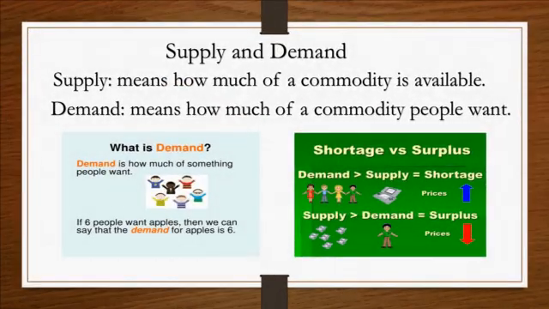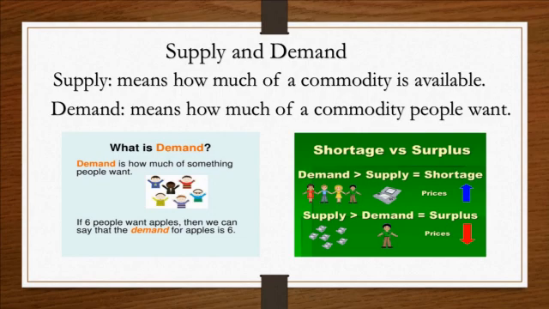Let's come to the words supply and demand. What are supply and demand? Let's start with the word supply. Supply means how much of a commodity is available. And demand means how much of a commodity people want. These are two different words, but they always move together. They always go hand in hand.